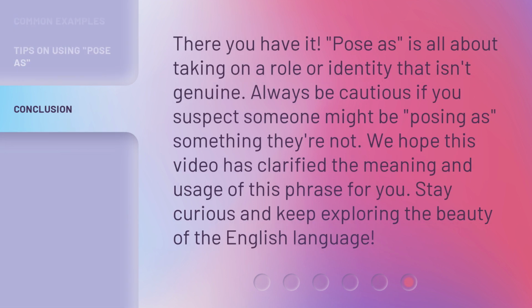There you have it. Pose as is all about taking on a role or identity that isn't genuine. Always be cautious if you suspect someone might be posing as something they're not. We hope this video has clarified the meaning and usage of this phrase for you. Stay curious and keep exploring the beauty of the English language.